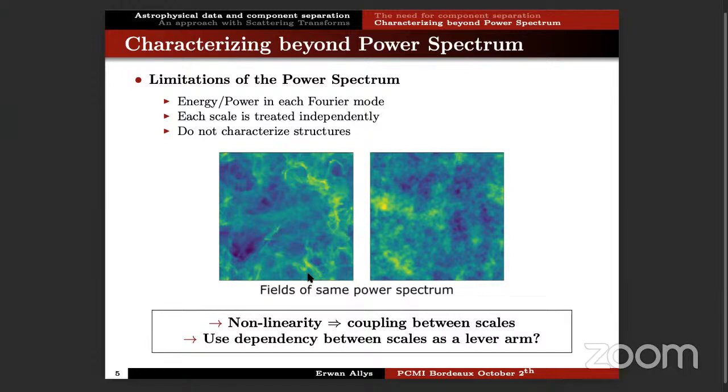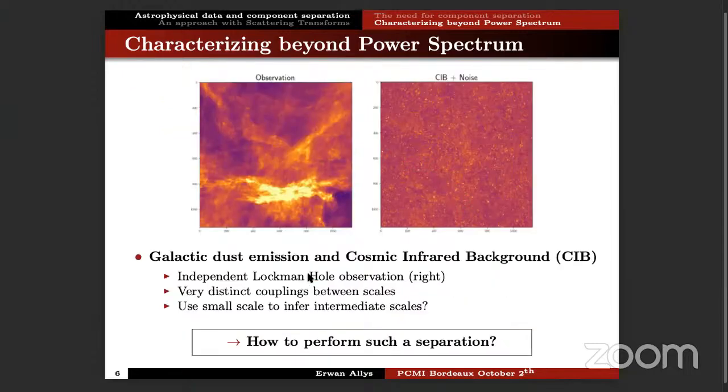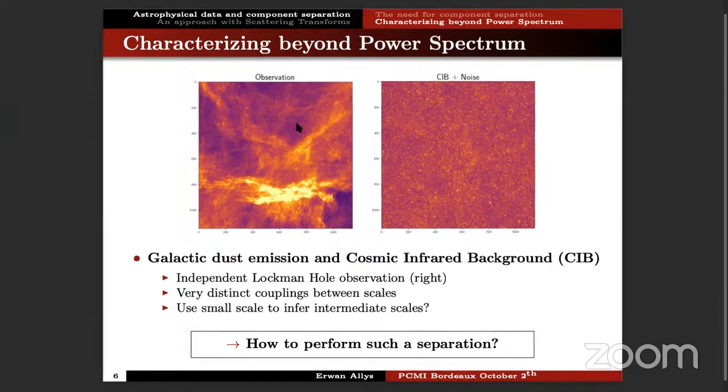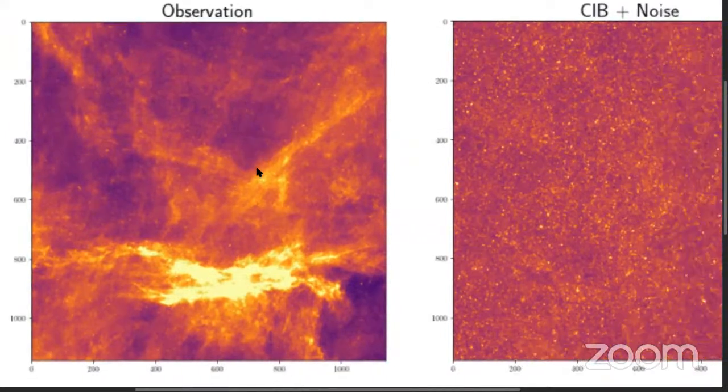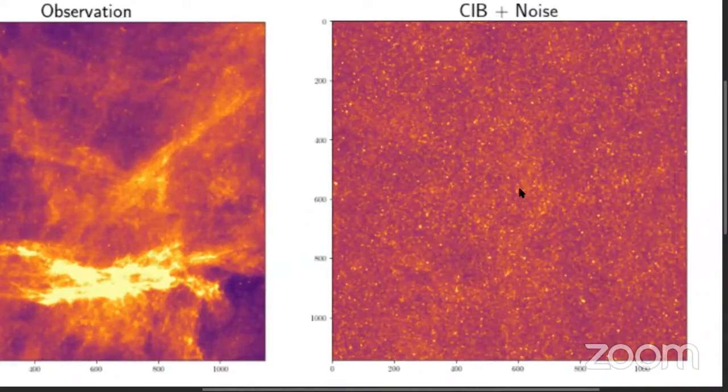So for the rest of the talk, I'm speaking about spatial morphologies. I don't go into the spectral features anymore at all. If we come back to the problem of galactic dust emission and the cosmic infrared background, here you have the initial image that I showed, and here you have another field in the sky, called the Lockman hole, where the galactic emission from the Milky Way can be mostly neglected.